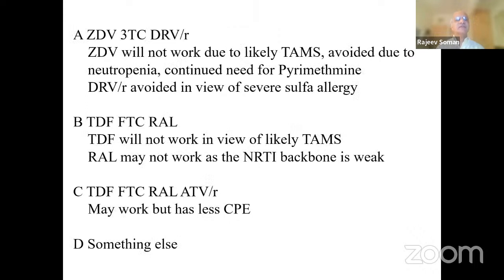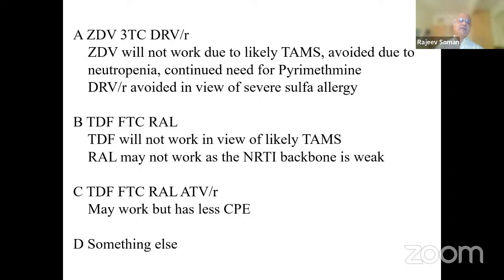Okay, so if you look at all this, these were the options which we were discussing. Zidovudine will probably not work because of the likely thymidine analog mutations. It was also avoided because of his neutropenia and the continued need for pyrimethamine, so the additive toxicity might produce too much neutropenia. Darunavir, as I said, was to be avoided in view of his severe sulfur allergy. Tenofovir may not work in this situation because of the likelihood of TAMs being there, and many TAMs may be there. You might know that if there are more than 3 TAMs, tenofovir generally doesn't work.